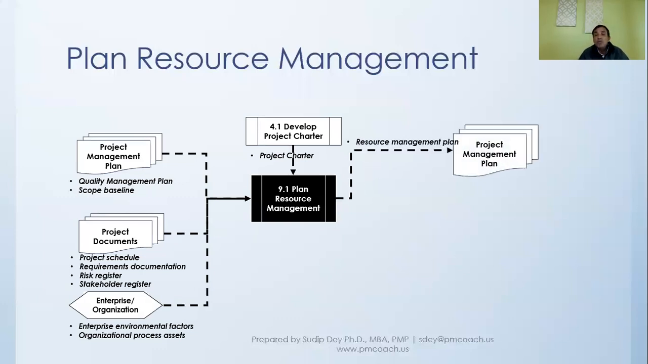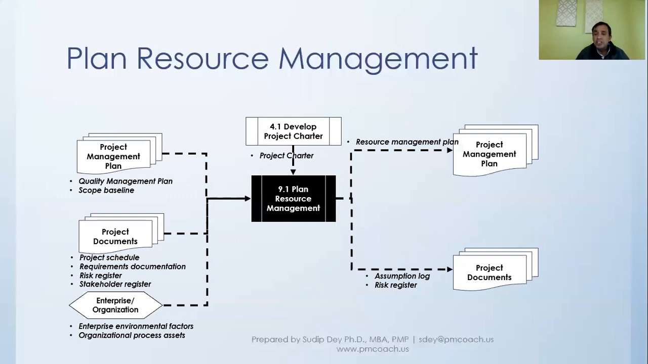And as output, we will have the resource management plan. Remember that what we are trying to do is put together a plan, a roadmap, for how we are going to acquire resource, estimate resource, and manage resource, and so on. So one of the outputs here will be the resource management plan, which is really a subsidiary plan of the project management plan. And then there will be some updates to project documents like the assumption log and risk register. These are things that will get updated as we are doing plan resource management.